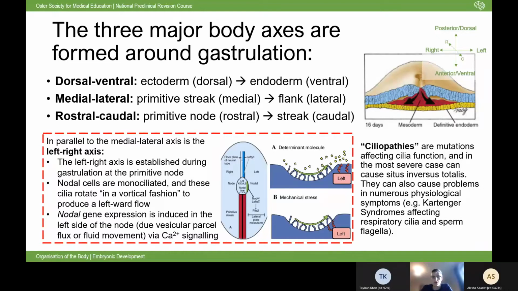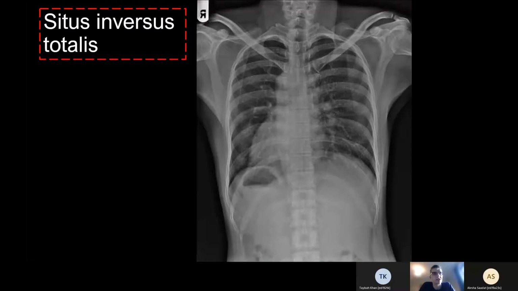This can cause some kind of minor problems. For example, Kartagener syndrome, which affects the cilia in your respiratory tract and the flagella of your sperm, if you're a man. But in the most dramatic and complete sense, it can cause situs inversus totalis, which is basically, as you can see from this X-ray, if you look at the position of this gentleman's heart, it's actually on his right-hand side, which is the incorrect side.